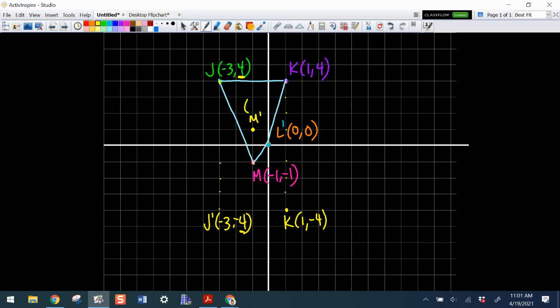So we will be located at -1, +1 for M prime. So you can use this idea of distance over the line of reflection to, especially on the second set, make it a lot easier on us. So I'm going to go and clear that out.